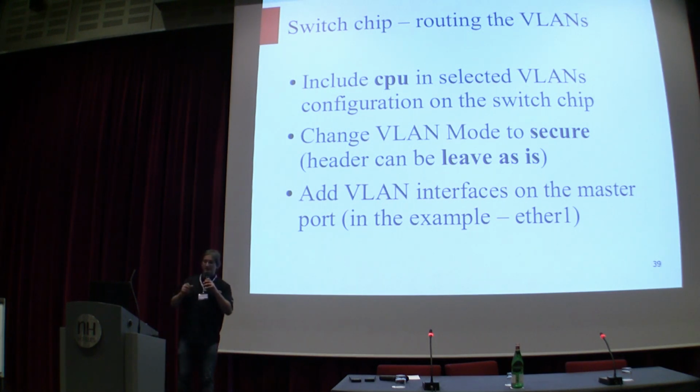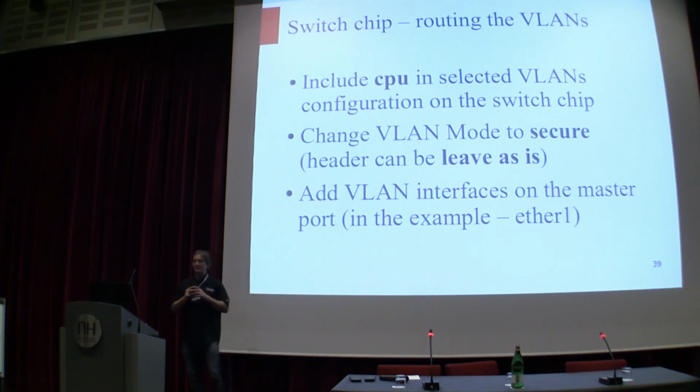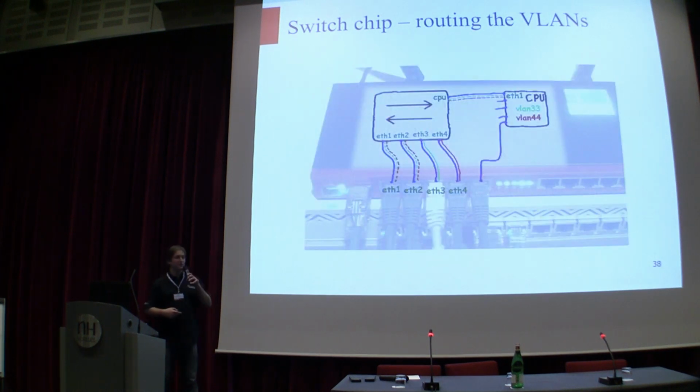And of course, we need to add the CPU port to the VLAN configuration. So the CPU port is the member of VLAN 33 and 44. And then in interface VLAN configuration, I just add VLANs to the master port, to Ether1. So I go into configuration of interface VLAN, and on Ether1 I add two VLANs with tags 33 and 44 on interface Ether1, which is the master.